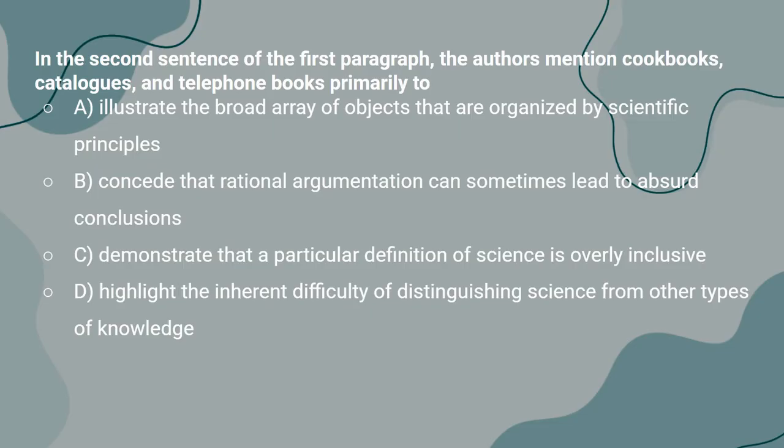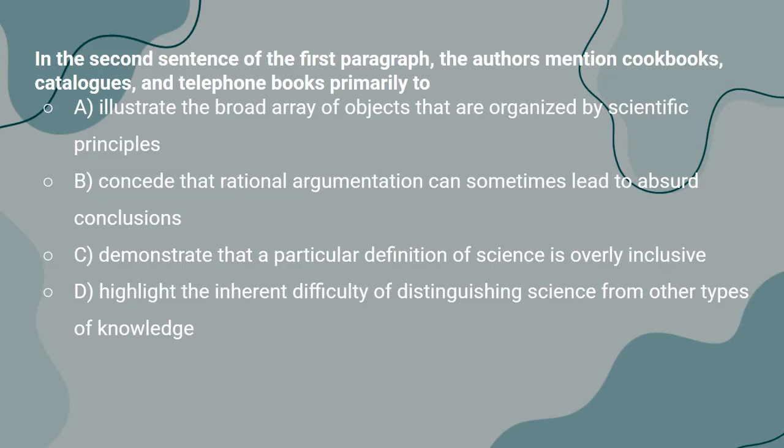Is B true? Yes. And A is also true. They're both true statements, but they're not helpful in the context of the reading. C, demonstrate a particular definition of science is overly inclusive. I really like this answer. It's very truthful and it fits the argument of the passage, which is what is science pretty much. Or D, highlight the inherent difficulty to distinguish science over other types of knowledge.